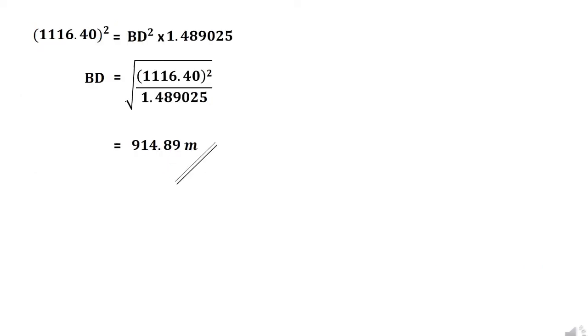So finally, after solving the equation, we have the length of BD equals 914.89 meter. This is the required answer.